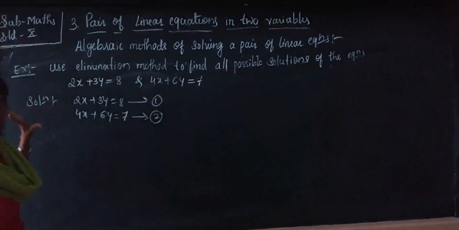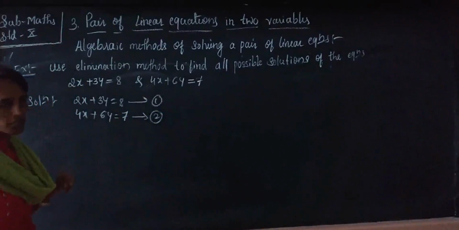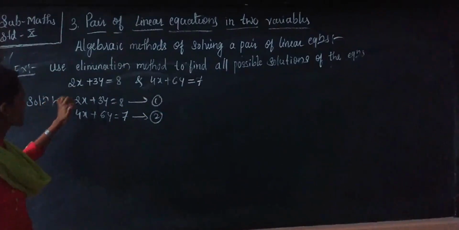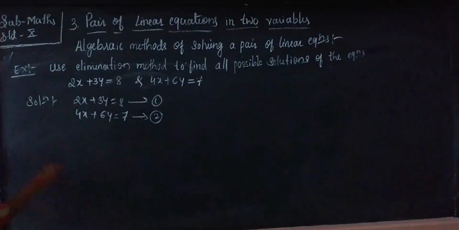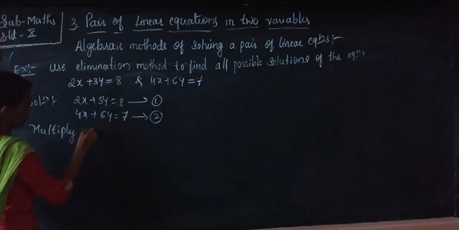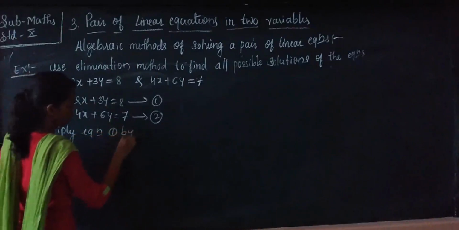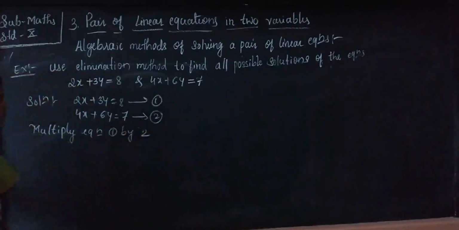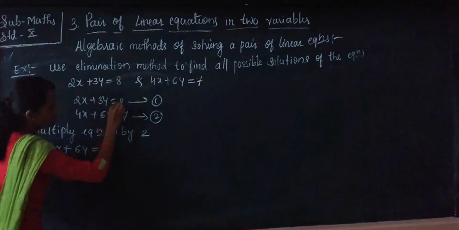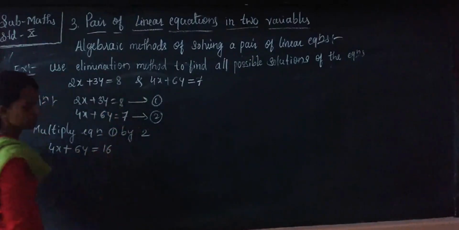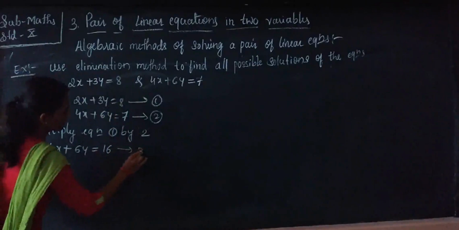So here in the elimination method, we have to eliminate any one of the variables. For that, 2x is there, 4x is there, 3y is there, 6y is there. So 2x, 4x means we have to multiply equation 1 by 2, and we will get 4x here. Multiplying equation 1 by 2, what we will get is 4x plus 6y is equal to 16. Consider this as equation number 3.